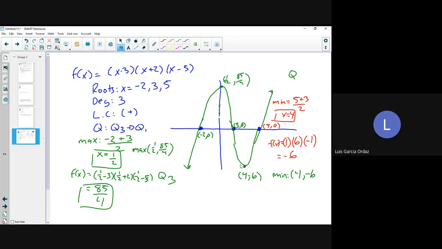So we have our max value of this graph at 1/2 and 85 over 4, and our minimum value at 4 and negative 6. Okay? So I suggest you either, if you didn't write notes, look back at this later, because there will be a question where I specify to locate the max and the mins of the function. Okay?